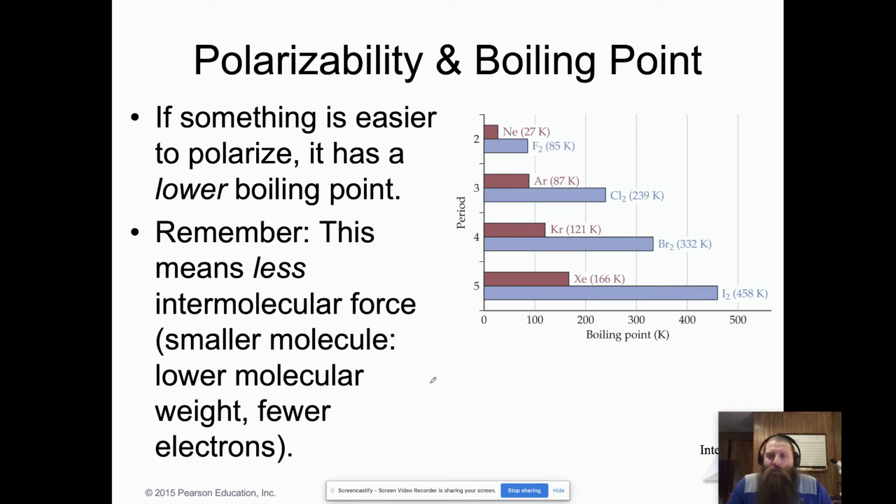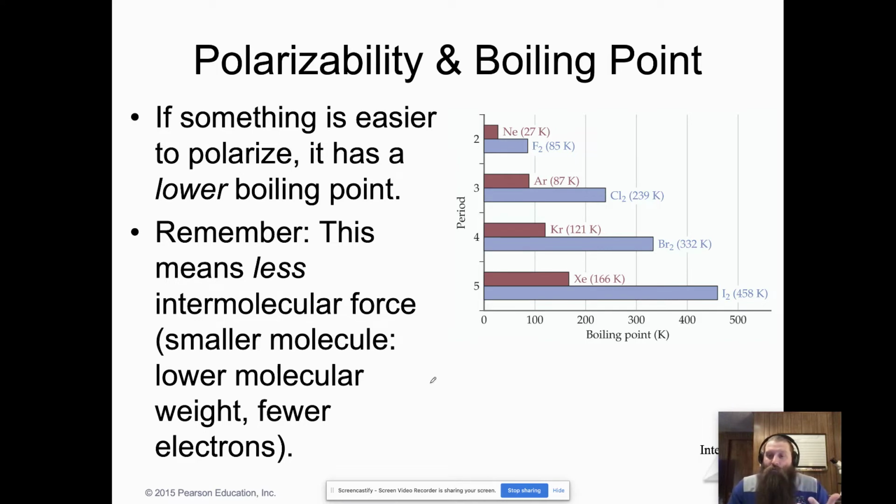Now let's use polarizability and talk about boiling point. So polarizability increases with atomic size. That's what we just said on the previous slide. Larger molecules are going to then have higher boiling points than smaller molecules. So why is that? Well, the greater the size, the more electrons are present. The more electrons are present, the greater the opportunity for dispersion to occur. The more dispersion that occurs, the greater the intermolecular force of attraction that's holding two molecules together.